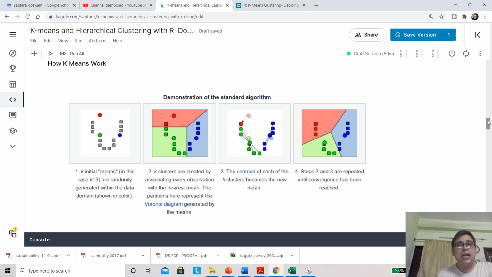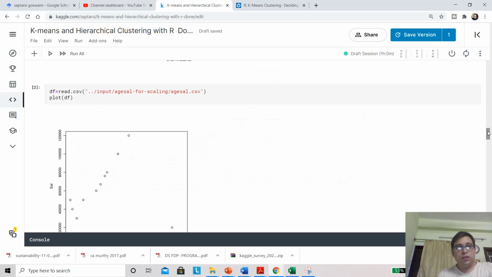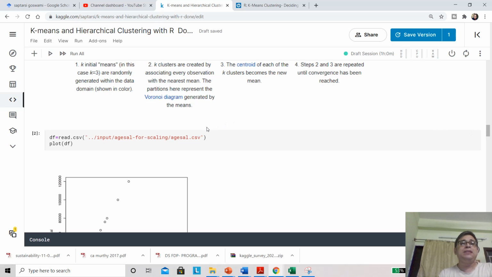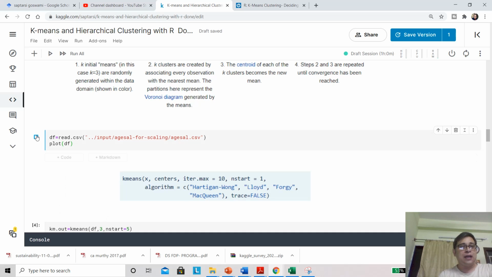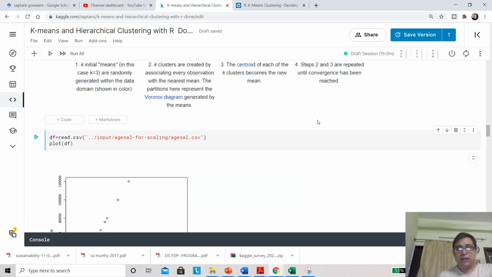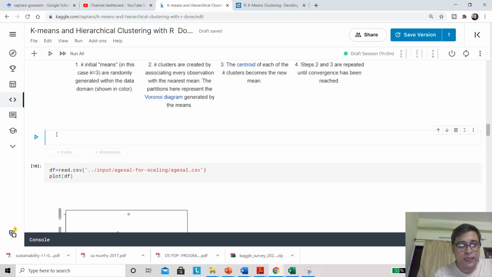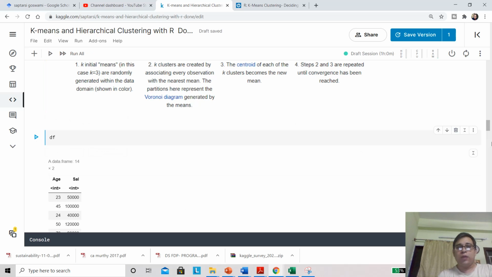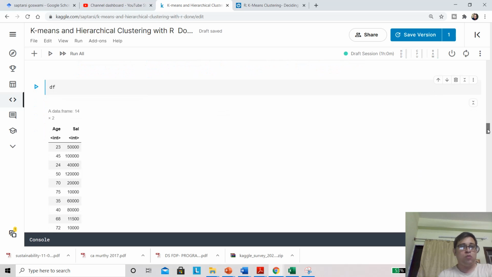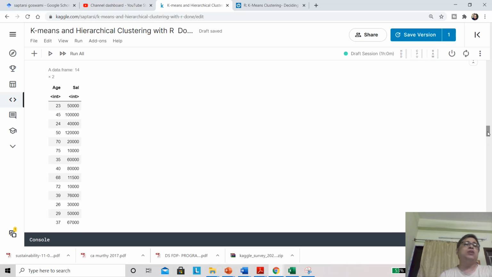Now let's see how we can use that in R. We are going to use a very simple data set called HSAL. Let me run this. I have plotted it, but nonetheless, let me also show the data set. It is very small. It has just 14 observations and 2 columns, which are age and salary. You can consider that these are different customers. You know their age and their salary.